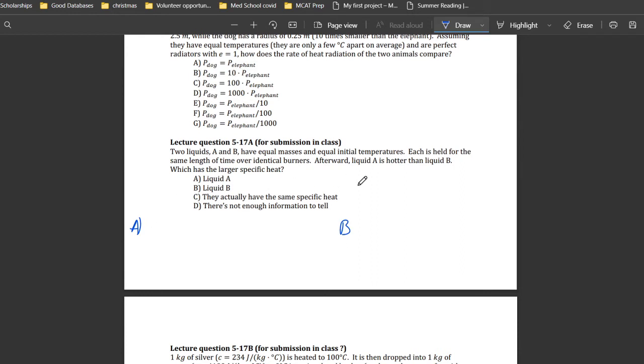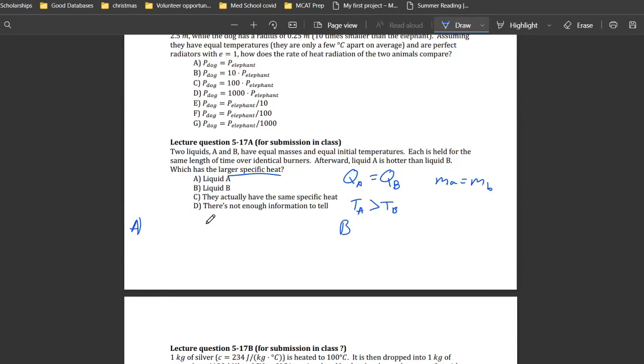And we know that for both of these scenarios, the heat transferred into A is equal to the heat transferred into B. And we know that the mass of A is equal to the mass of B. So for each of these scenarios, we also know that the temperature of A, denoted by this last statement here, is greater than the temperature of B. So again, we can plug in just arbitrary values for each of these in order to solve for specific heat. So this question is asking us which one has the larger specific heat.